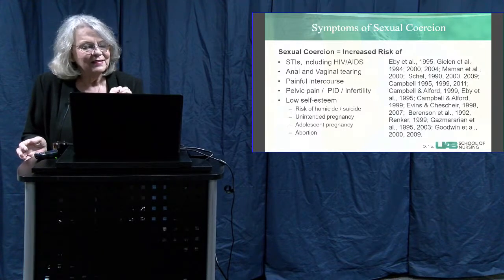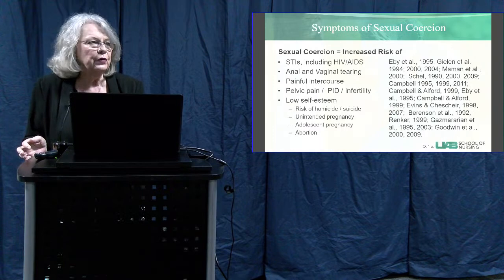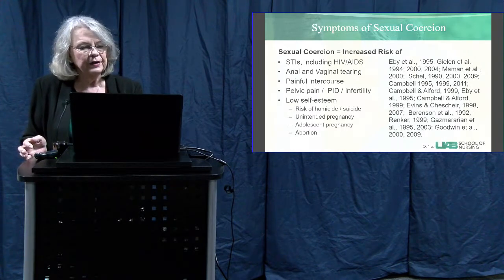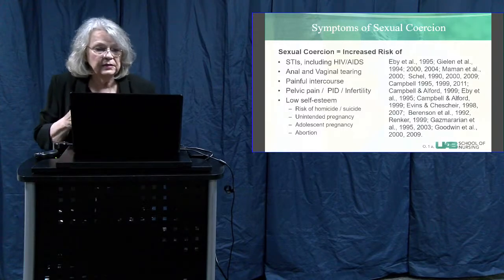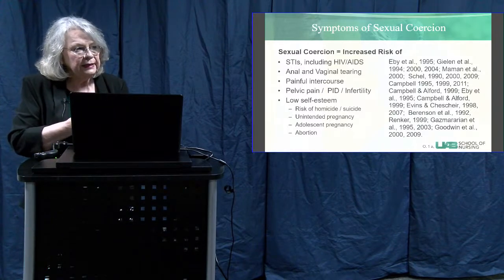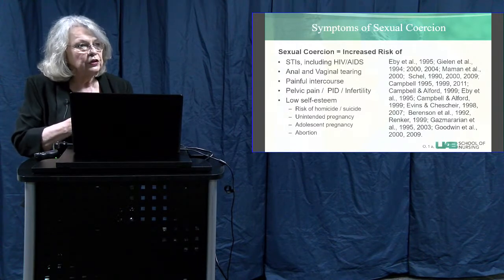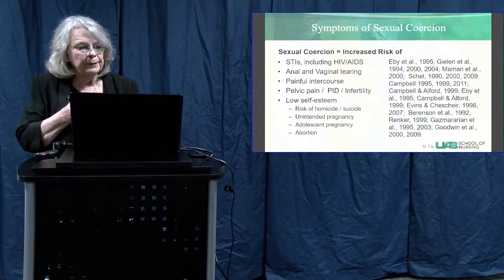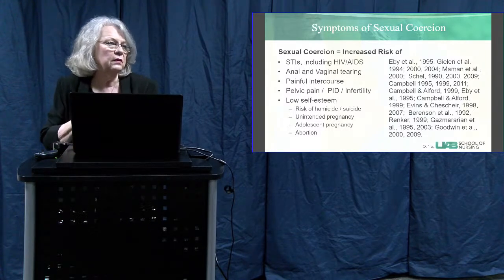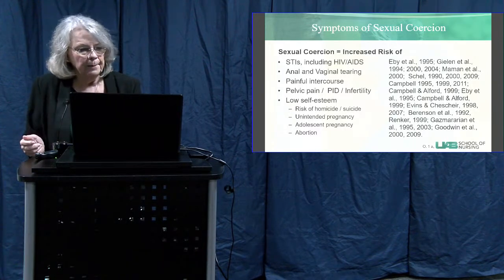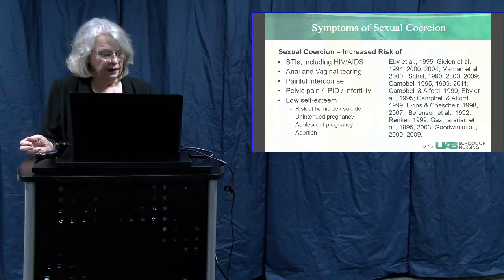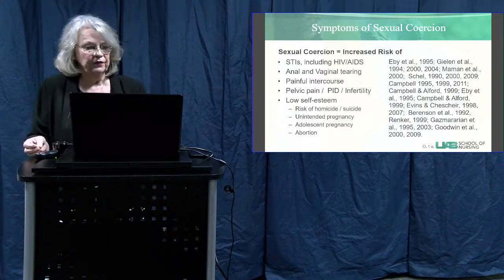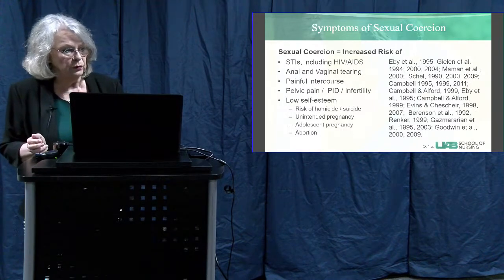When the symptoms of sexual coercion are there, it's because they come in for an STI, maybe have HIV or AIDS. They may have healing anal and vaginal tearing that was related to the rape, but they're not calling it a rape. They just said it just hurt. Painful intercourse, pelvic pain, infertility, obviously. Low self-esteem. We've got to do the work to evaluate for homicide, suicide risk.